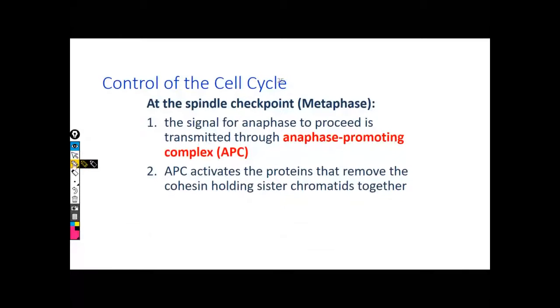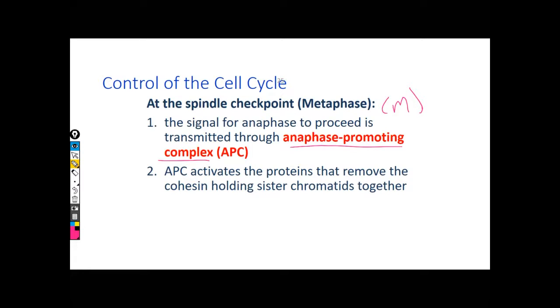Okay, let's look at another type of checkpoint. This is the spindle checkpoint. On our visual diagram, we call this the M checkpoint. We're at metaphase, so we're stopped at metaphase with the goal to get into anaphase. We want to get into anaphase, and this is done through a third body called the anaphase promoting complex. Again, a name that tells you what it does.